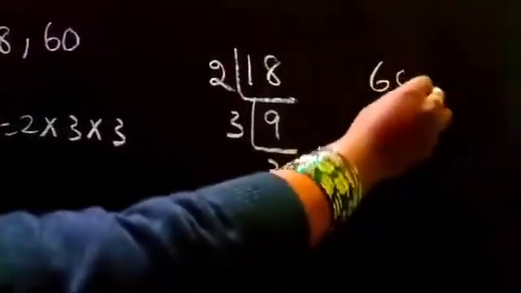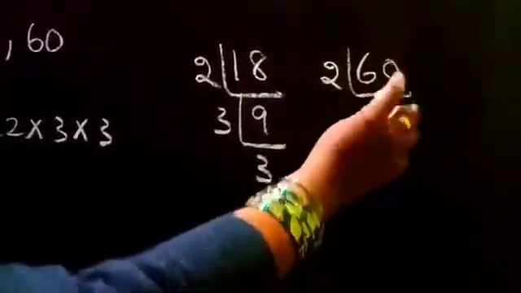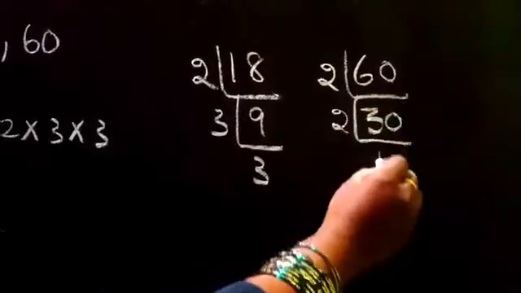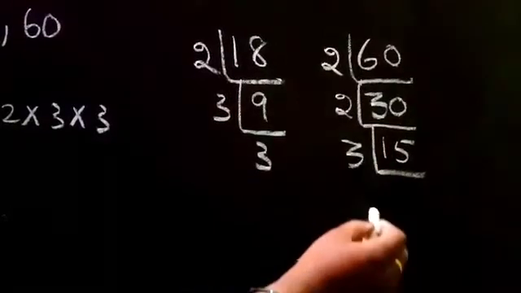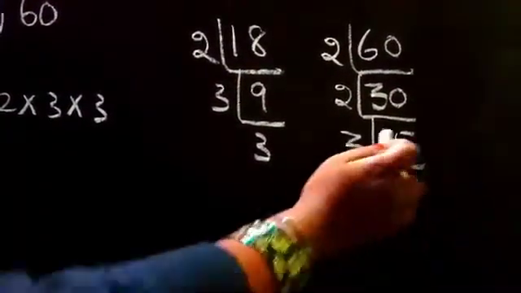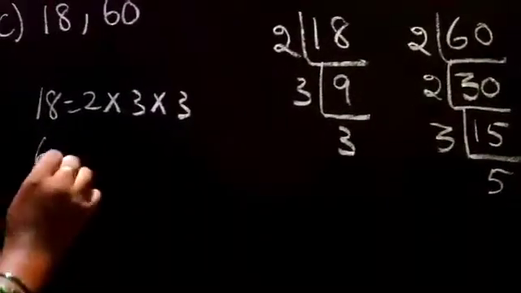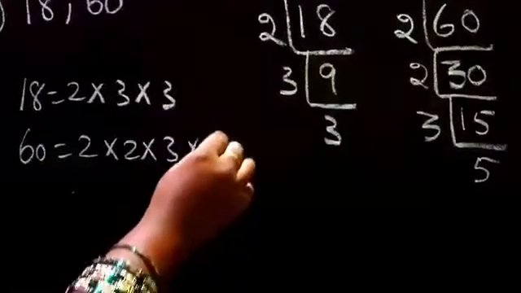Now 60. We have in the second table, 30 2s are 60. Again second table, 15 2s are 30. Again this third table, 5 times, 5 3s are 15. So 60 can be written as 2 into 2 into 3 into 5.